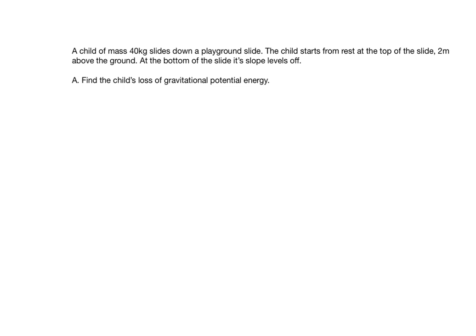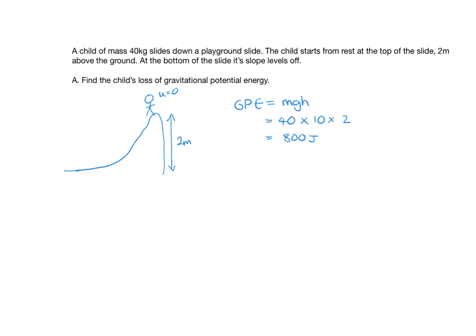Now, part A of this question asks us to find the child's loss of gravitational potential energy. We're going to start by drawing a quick diagram. Now, I know that the loss of gravitational potential energy will be equal to mgh. So in this case, my mass is 40 kilograms. That's the mass I was given in the question. I'm going to use 10 for gravity, and the height of the slide is 2 meters. So this gives me 800 joules.